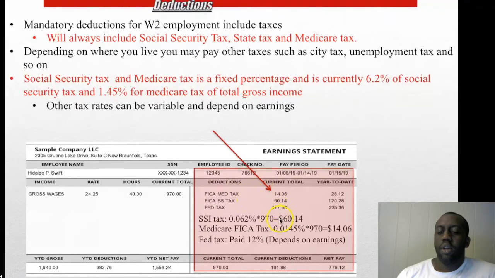So these are all the mandatory deductions that this person paid on their pay stub. And so if you have your first time job, if you're a high school student or teen looking for a job, keep in mind that you will have to pay mandatory taxes.